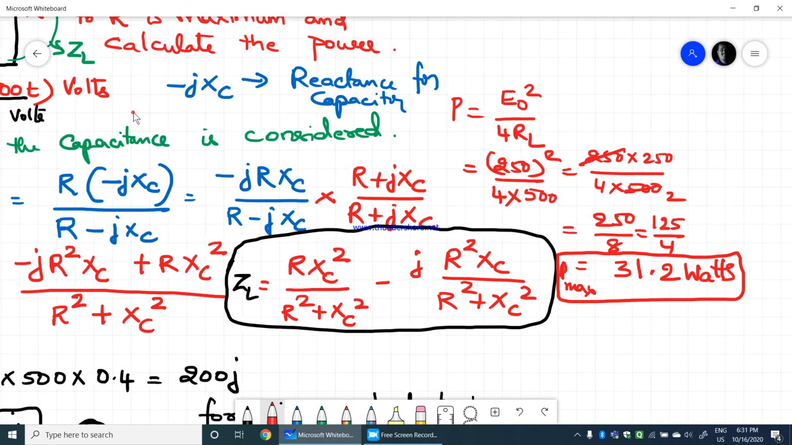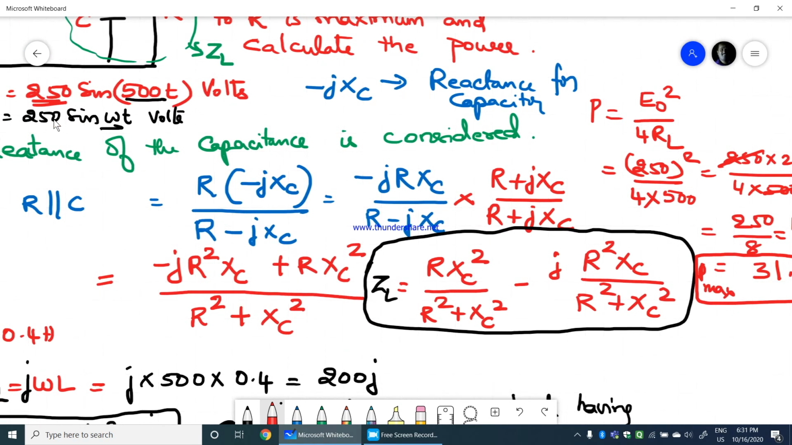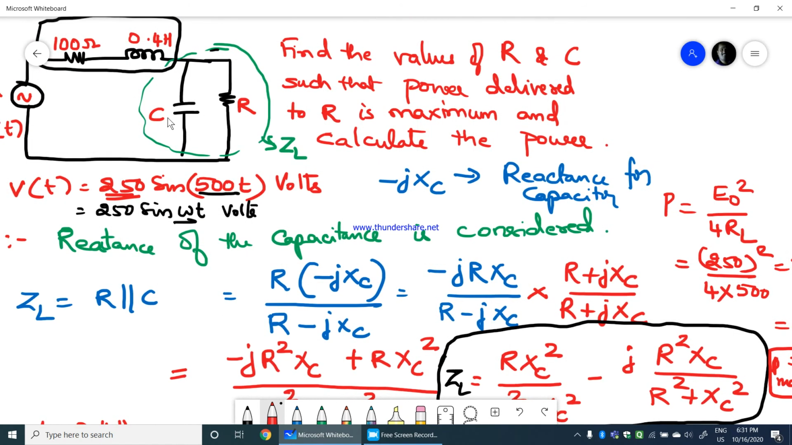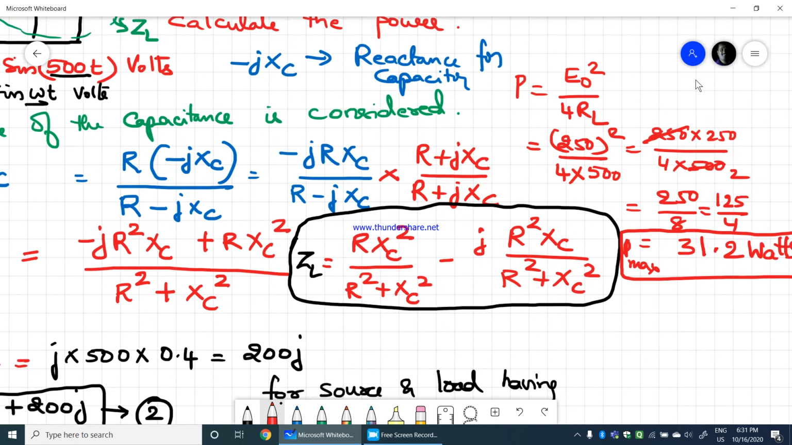How we found E naught: it should be 250, the magnitude which is given here. For the voltage value, we need to take only the peak value, which is 250. Whereas RL is nothing but the resistance R which is connected in parallel with C. So we have found what R is at the end. So that is nothing but RL.